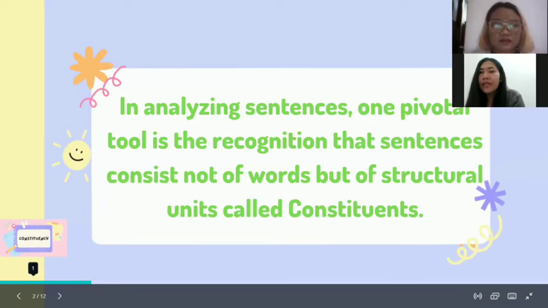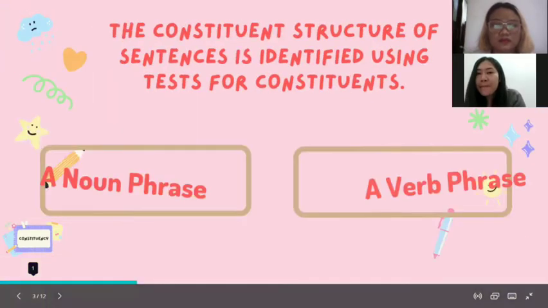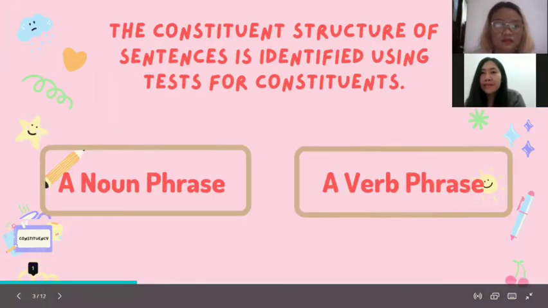Okay, first, in analyzing sentences, one pivotal tool is recognizing that sentences consist not of words, but of structural units called constituents. The constituent structure of sentences is identified using tests for constituents. In these, the first is a noun phrase and the second a verb phrase.